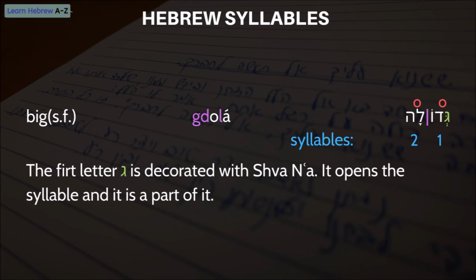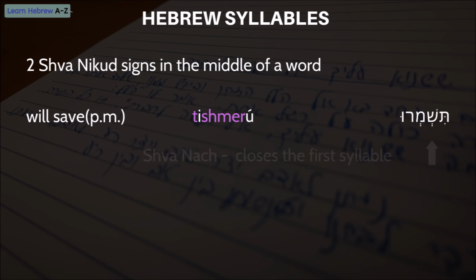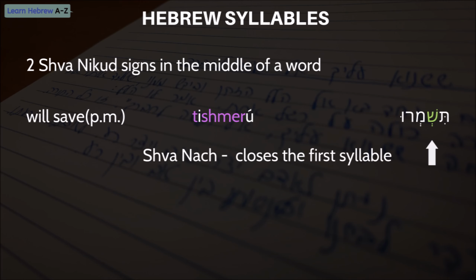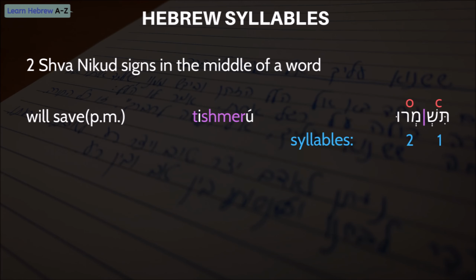What if there are two shva nikud signs in the middle of a word like in the word tishmeru? We know from the basic form of the word that the first shva of the two is nach and closes the first syllable, tish, and the second shva is na, so it opens the next syllable and it is part of it, meru. So the syllables in this case are as shown on screen.